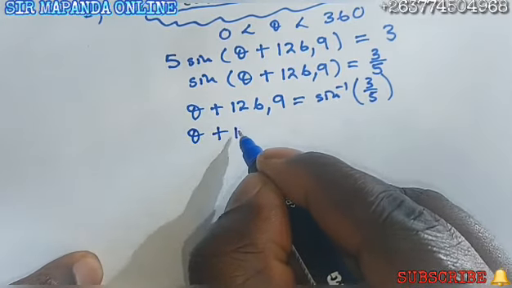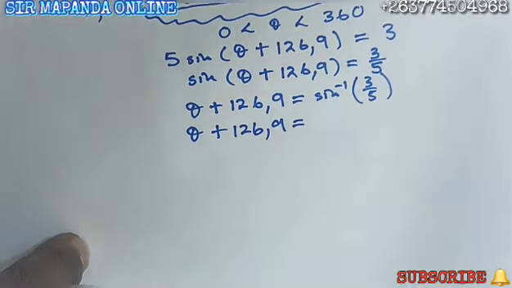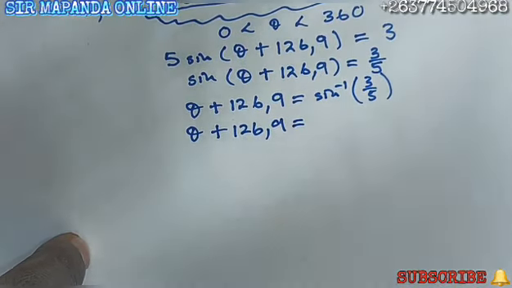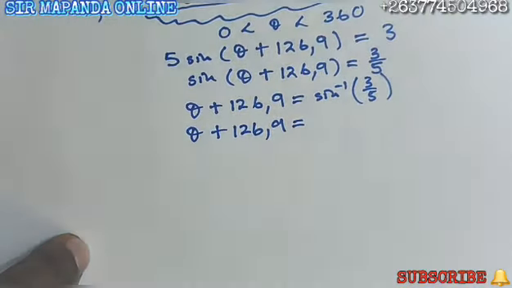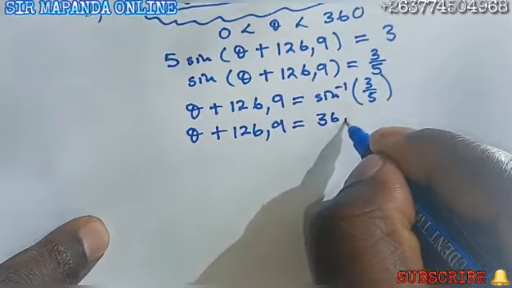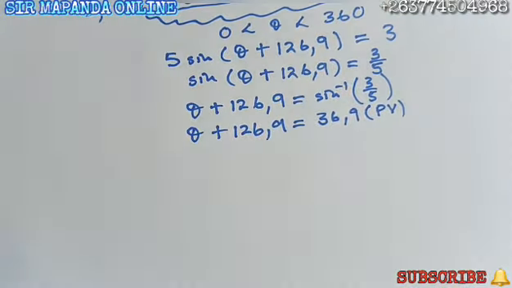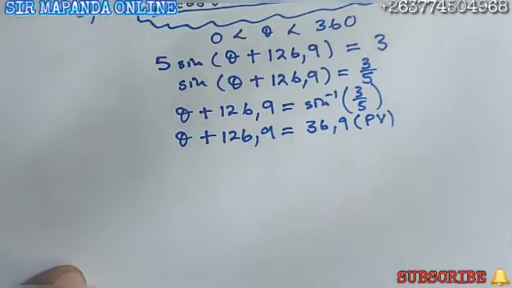Then theta plus 126.9 is equal to arc sine of 3 divided by 5. You get 36.9. So you write 36.9, which is representing your principal value. I hope you are following, class.